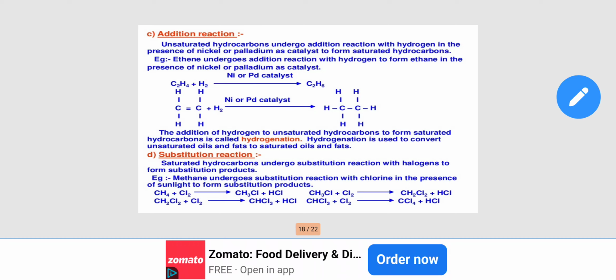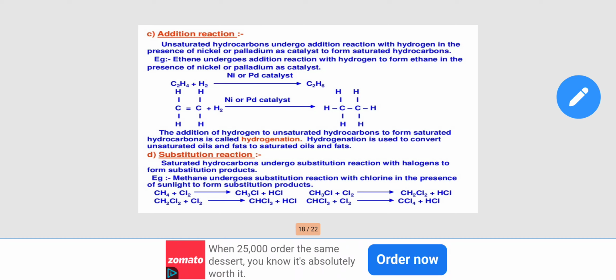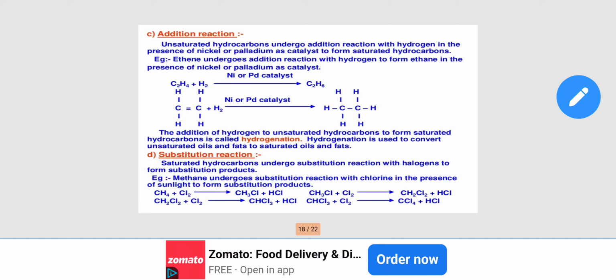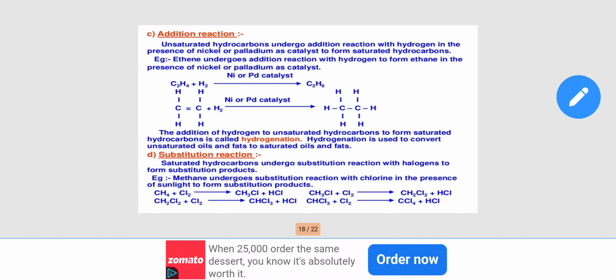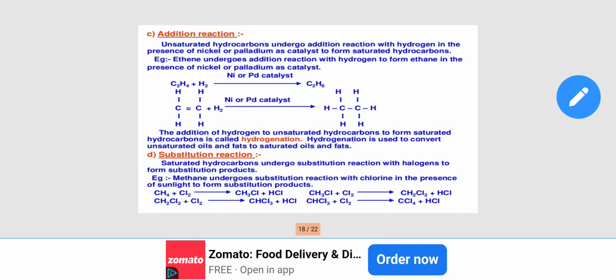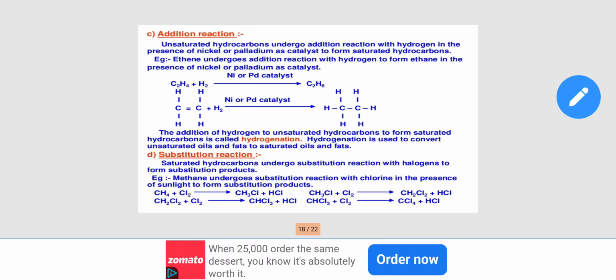And with the third chlorine added, CH2Cl2 gives CHCl3 and HCl. With the fourth chlorine, all hydrogens are removed and all chlorines are added to the carbon, making CCl4, carbon tetrachloride, plus HCl.